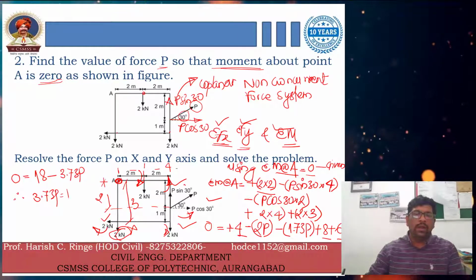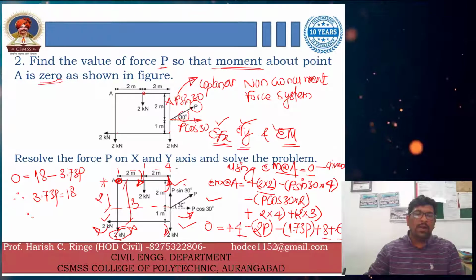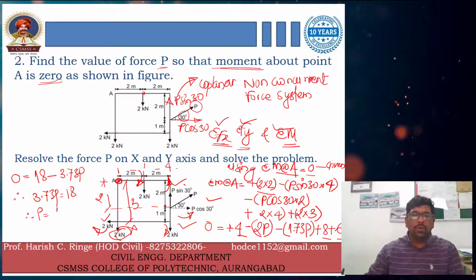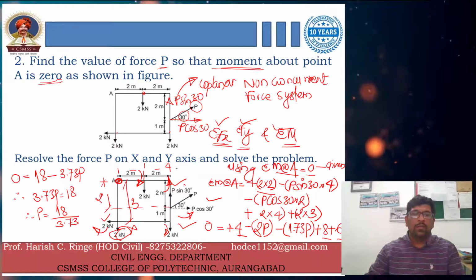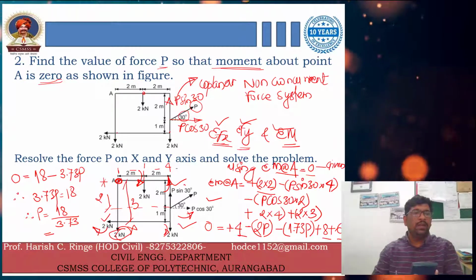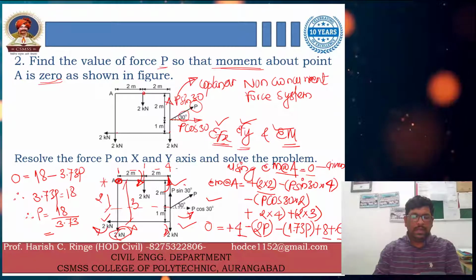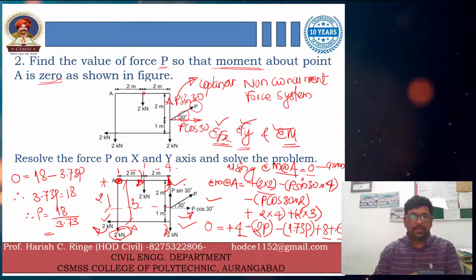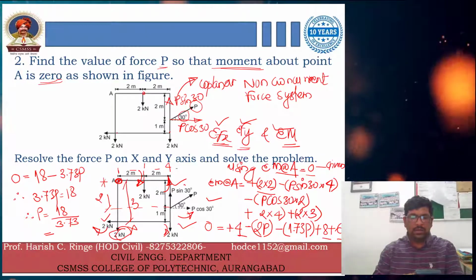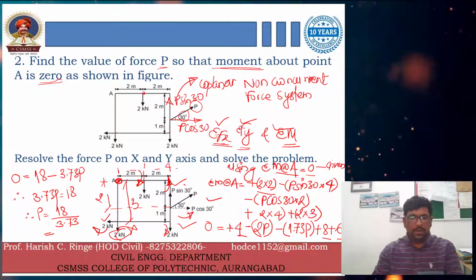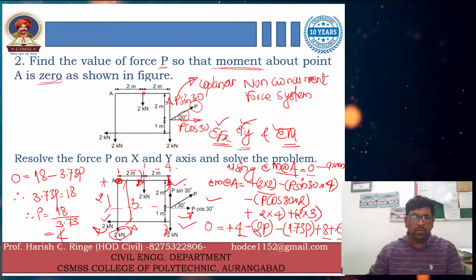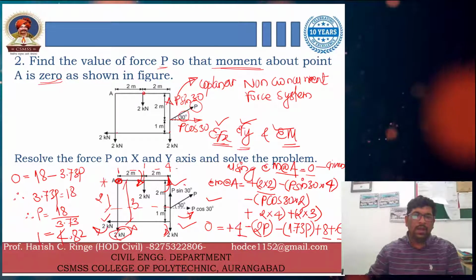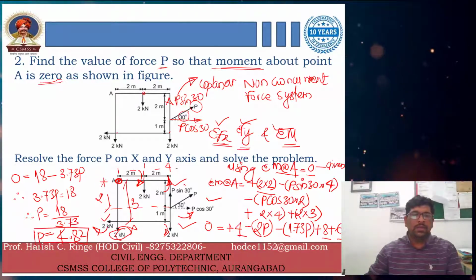Therefore, I can say that 3.73p is equal to 18, and that's why p is equal to 18 divided by 3.73, which will give me the answer of 4.82. Okay, so this is my final answer about this thing.